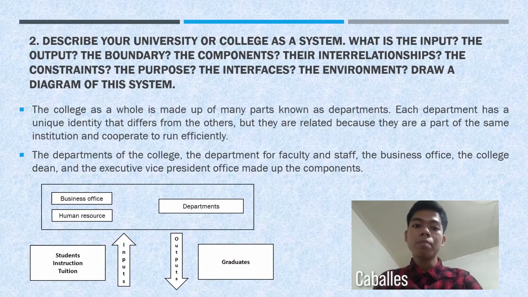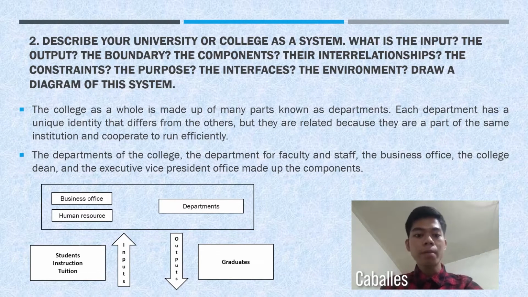The Department of the College, the Department of Faculty and Staff, the Business Office, the College Dean, and the Executive Vice President's Office make up the components. Every department had a duty to the students they serve, but they also had a duty to obey orders from higher authorities, such as the College President or Dean, which is why the departments were interconnected.